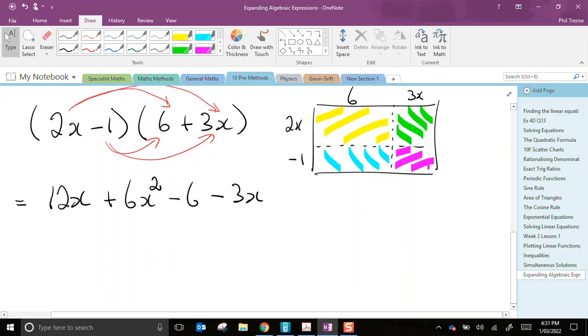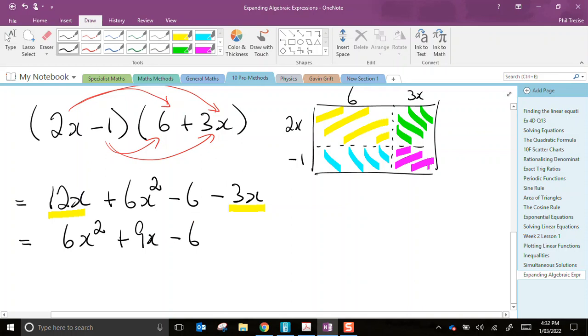Now when we get to this one, we've got some like terms. Let me just highlight. There's a 12x, there's a negative 3x. Remember, these are like terms because they have the same pronumeral x and it's to the same power, in this case, first power, or power of 1. So let's write the 6x squared at the front. It's a positive, so we don't need to put anything in front. Then I'll go the 12x, take away the 3x, that leaves positive 9x, and then the constant negative 6.